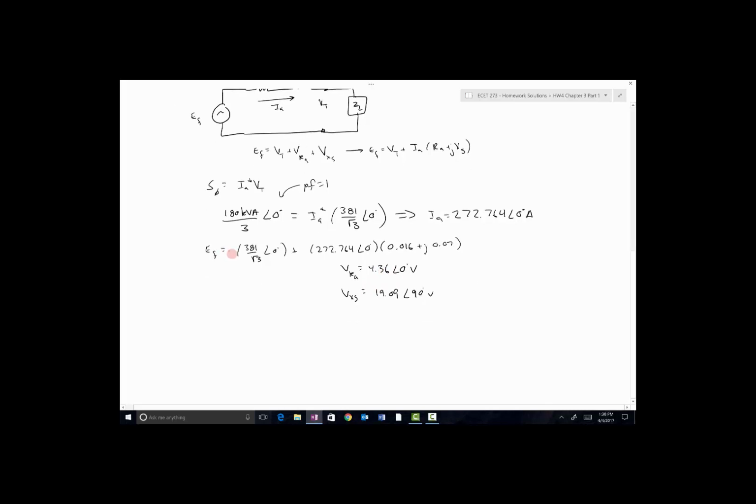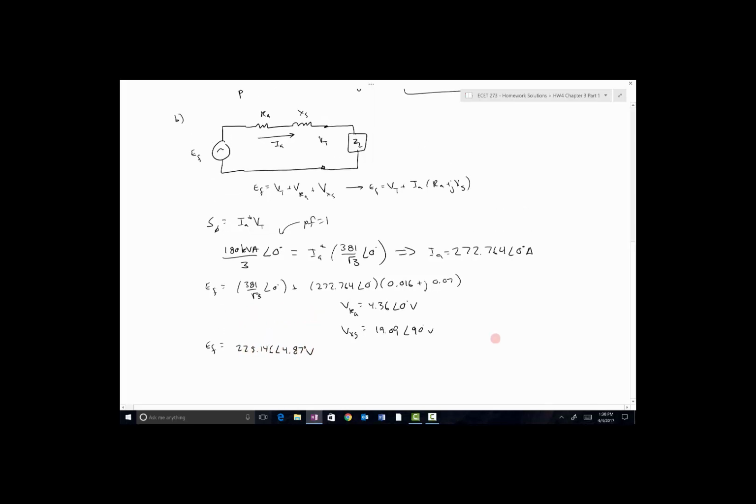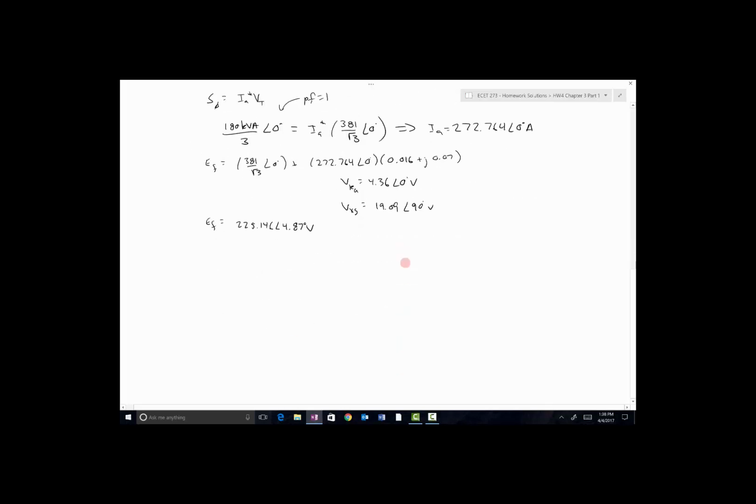So anyway, we add those together and you get an excitation voltage of 225.146 at an angle of 4.87 degrees volts. So if I've got a rated load at unity power factor and I want to deliver it at rated voltage, I have to set the excitation voltage to 225.14, and that will actually take care of the angle 4.87 itself.